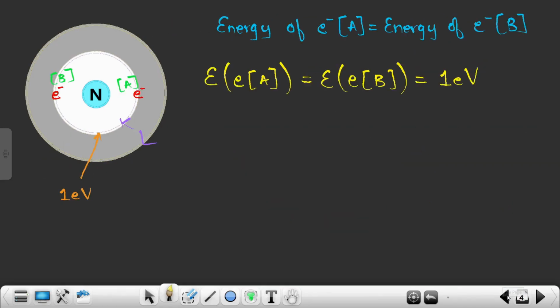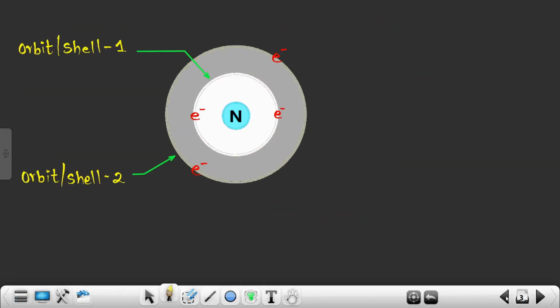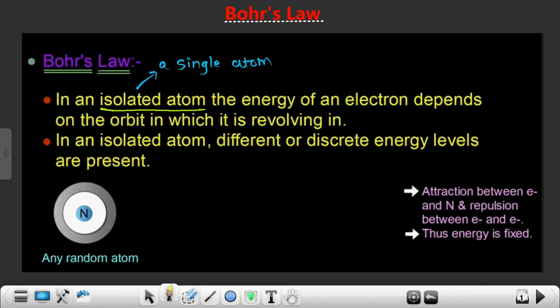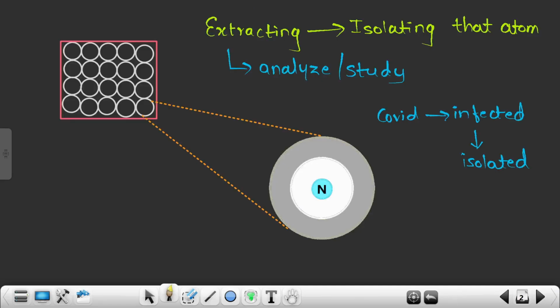Great. So this was all about this particular session. Again, we will quickly revise the concepts that we had discussed. In an isolated atom, that means in a single atom, the energy of an electron depends on the orbit in which it is revolving. That means if the electron is revolving in the innermost orbit, it has a certain energy, whereas if the electrons are revolving in the outermost orbit, it has a different energy, and both of these energies won't be the same.